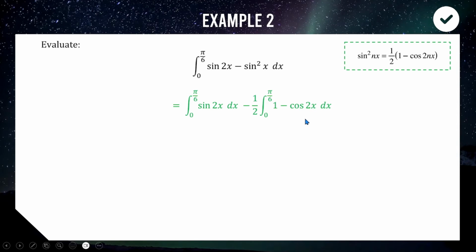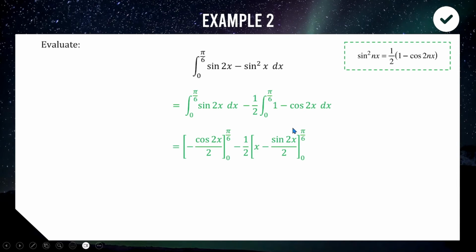Now we can go ahead and do some calculus. Sine 2x, once again, sine is going to integrate to negative cos, so this will turn into minus cos 2x divided by 2, as we can see here. Minus cos 2x divided by 2. Negative a half out the front of the second integral. 1 integrates to x, and then cos 2x integrates to sine 2x divided by 2.